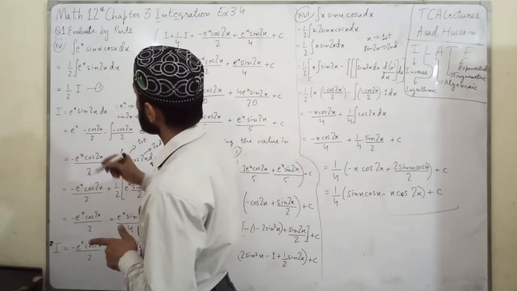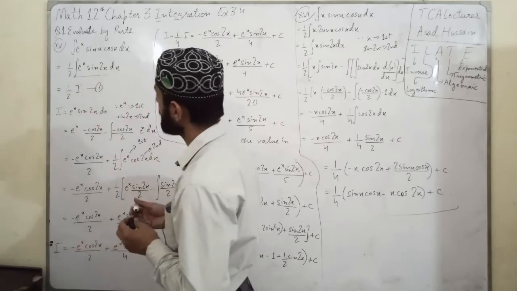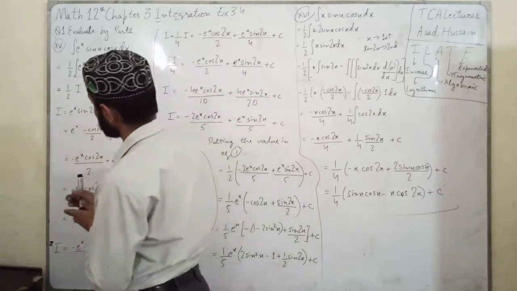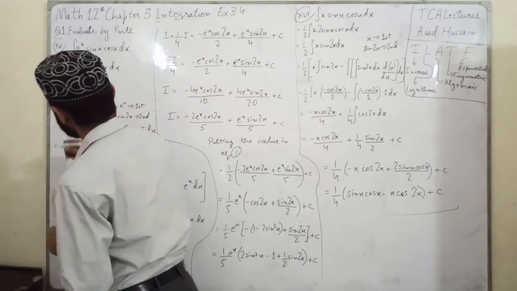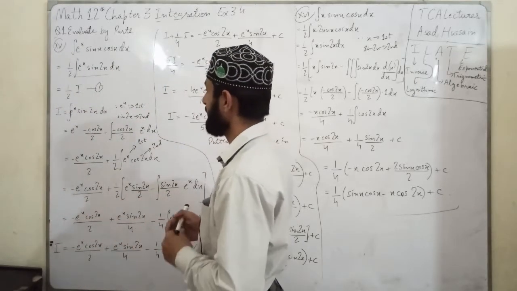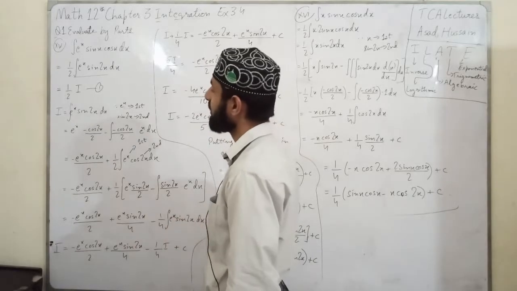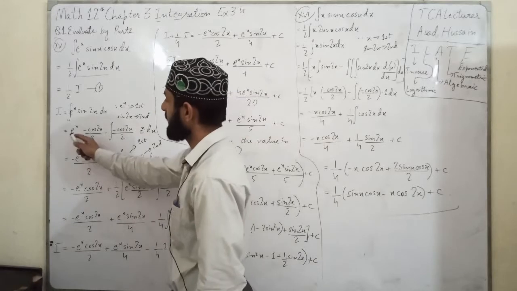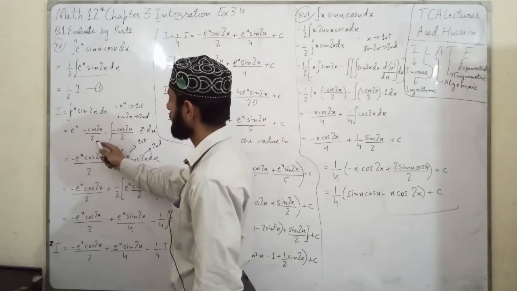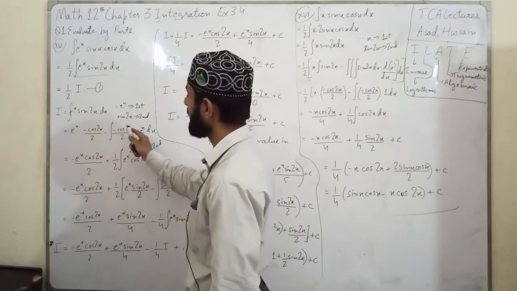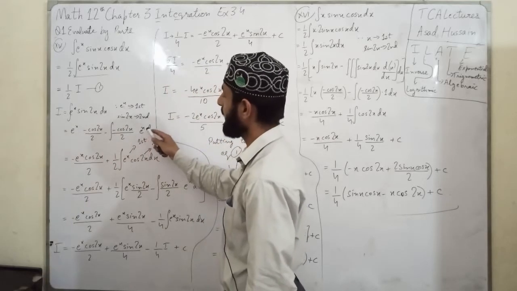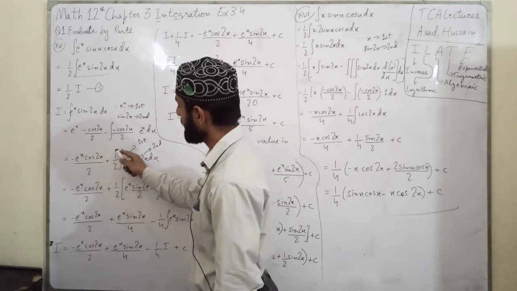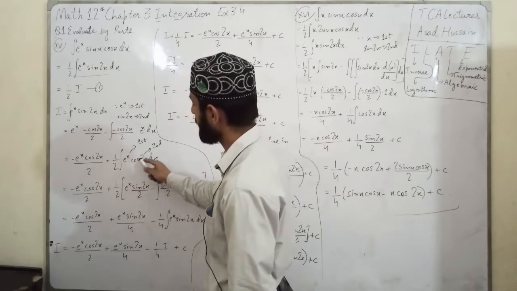Now substituting this value as I, so I is equal to the integral of e^x sin 2x dx, taking e^x as the first function and sin 2x as the second. Integrating by parts, we get e^x into negative cos 2x by 2, negative integral of negative cos 2x by 2 into e^x dx, which is negative e^x cos 2x by 2 plus 1/2 integral e^x cos 2x dx.